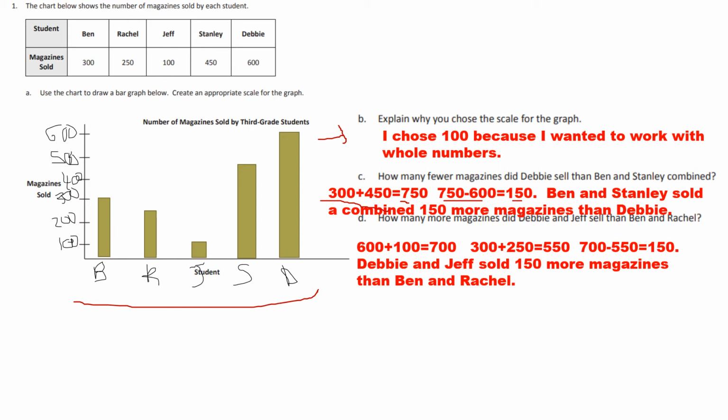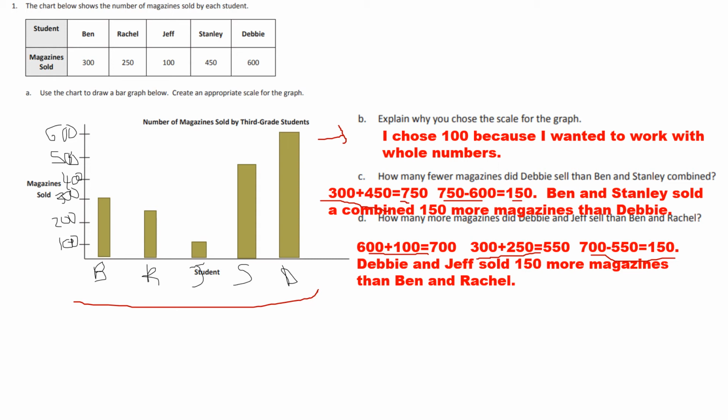For D, how many more magazines did Debbie and Jeff sell than Ben and Rachel? Here you see my work again. We have 600 plus 100 equals 700. And 300 plus 250 equals 550. And then we're subtracting those two numbers, so we have 150. So I wrote Debbie and Jeff sold 150 more magazines than Ben and Rachel.